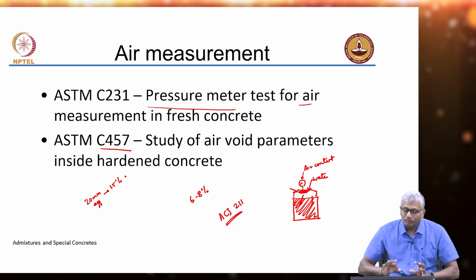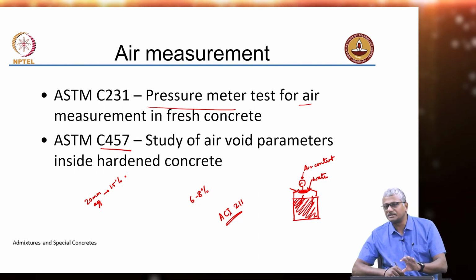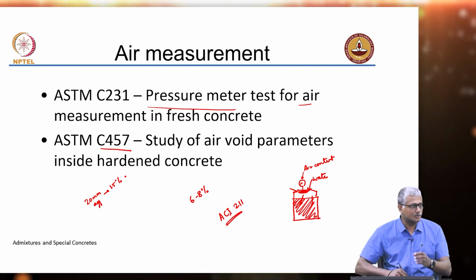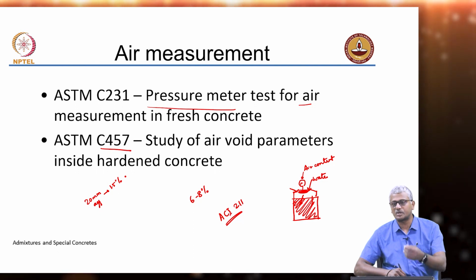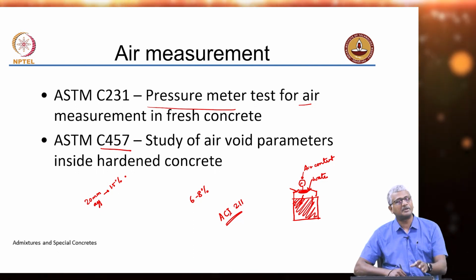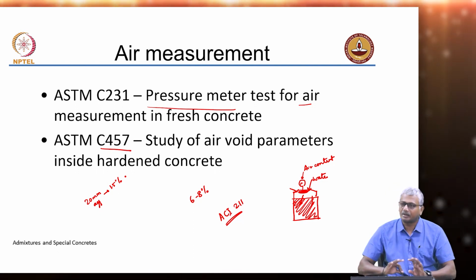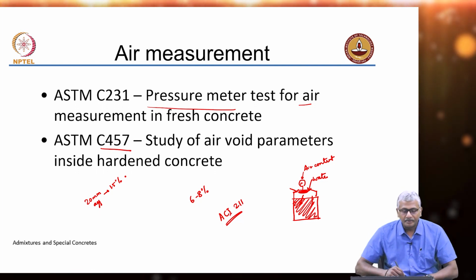So, this is the overall chemical composition, which is quite similar if you look at other standards also. BIS also has a sulfate resistant cement, BIS also has low heat cement, high early strength cement. Most of the characteristics are quite similar across different standards.